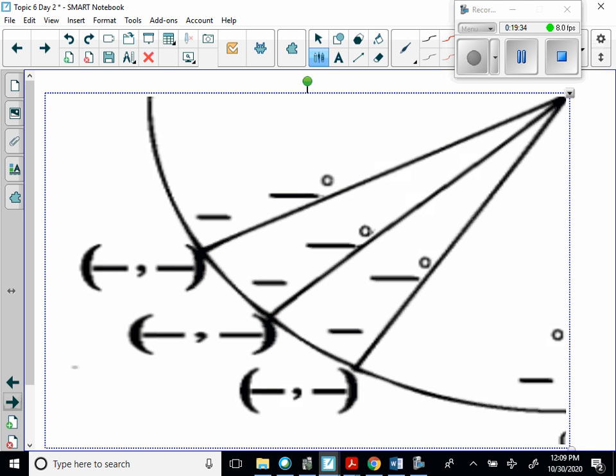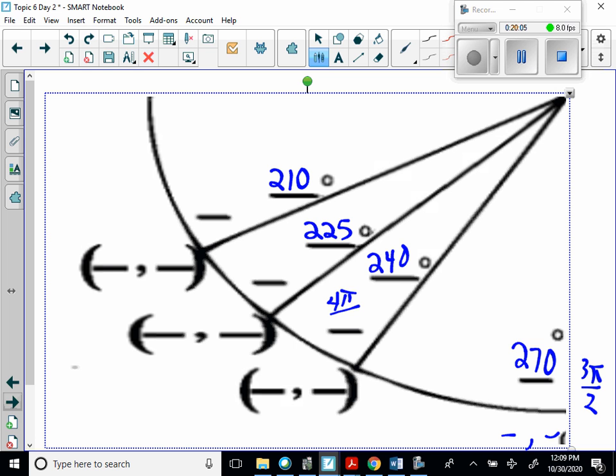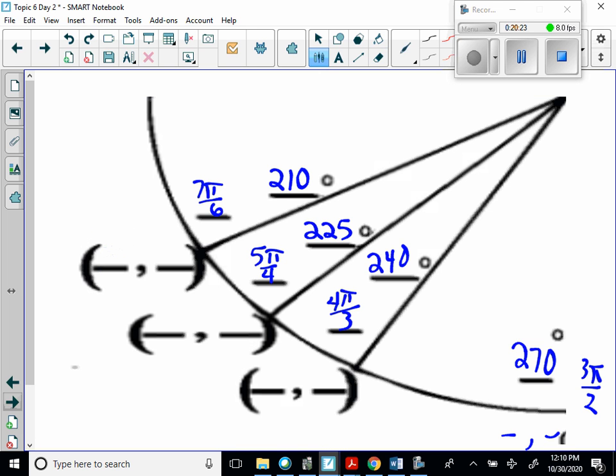I don't think I did a good job of capturing the little sections here, but this would be 210. This would be 225. This would be 240. Over here would be 270. And I'll put a couple of dashes here for the quadrant point down there. And so this would also be 3 pi over 2. This would be 4 pi over 3. So 5 pi over 4, and this would be 7 pi over 6. And again, this would be negative root 3 over 2, negative 1/2, negative root 2 over 2, negative root 2 over 2. This would be negative 1/2.